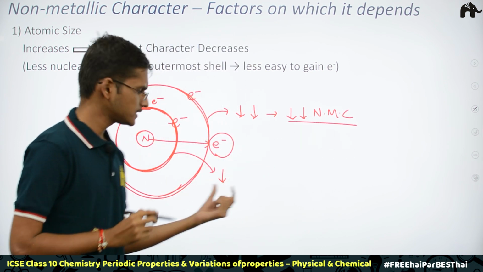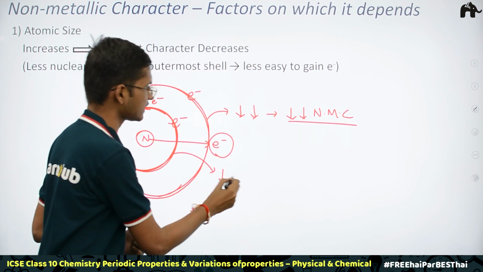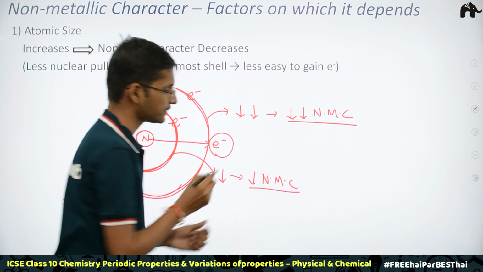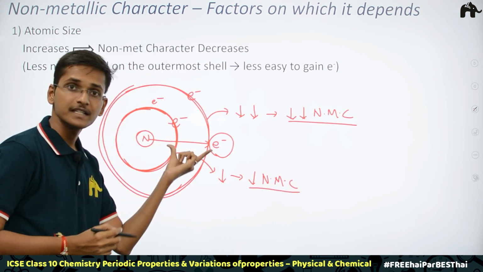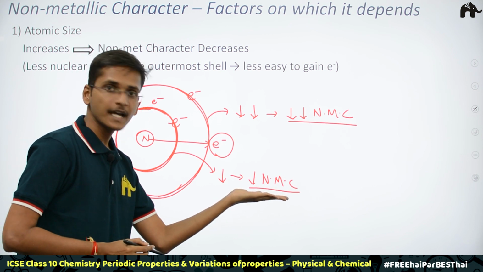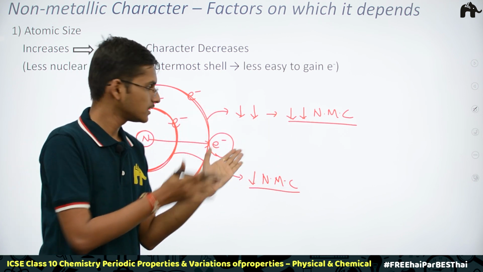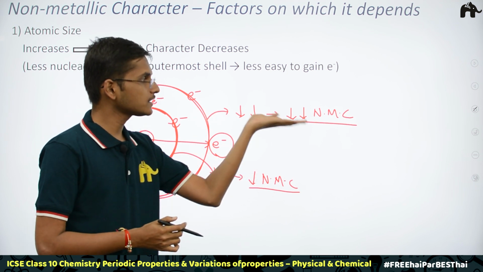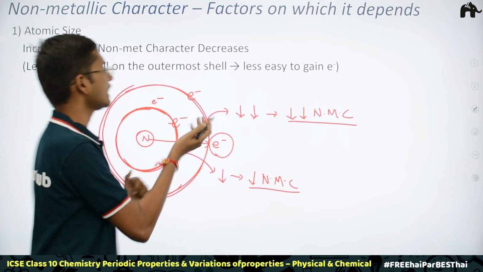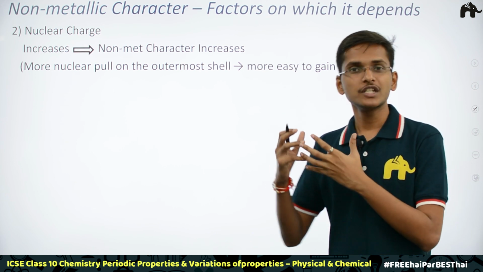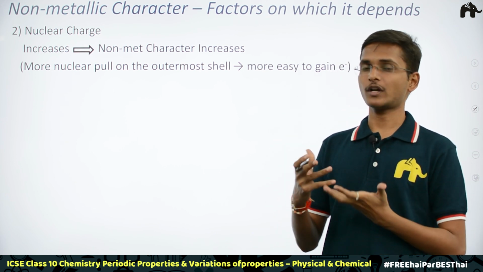Now, what happened? See, here the tendency is this much, so non-metallic character would also be this much. Now, you can clearly see what is happening. When we increased the size, non-metallic character, what happened? The tendency decreased, right? Tendency decreased, so non-metallic character also decreased. That's it.